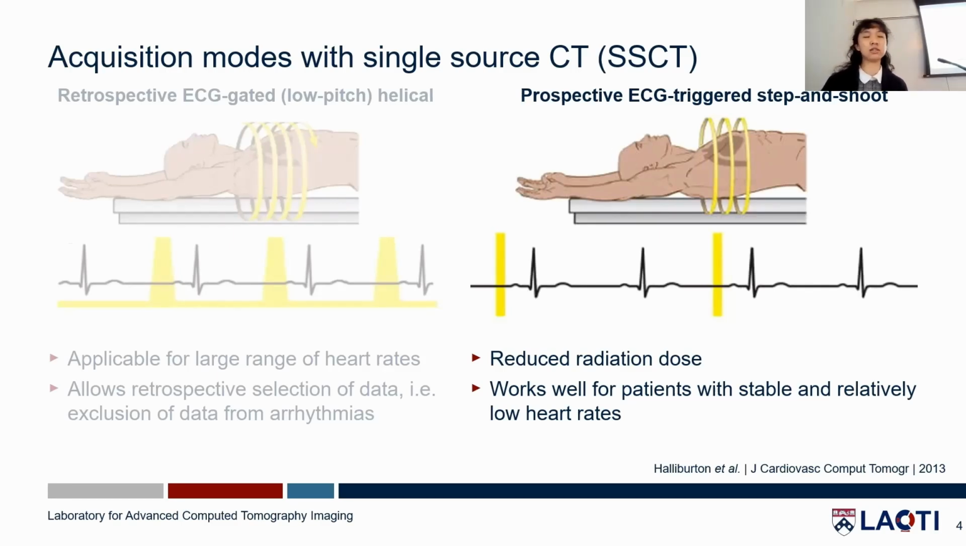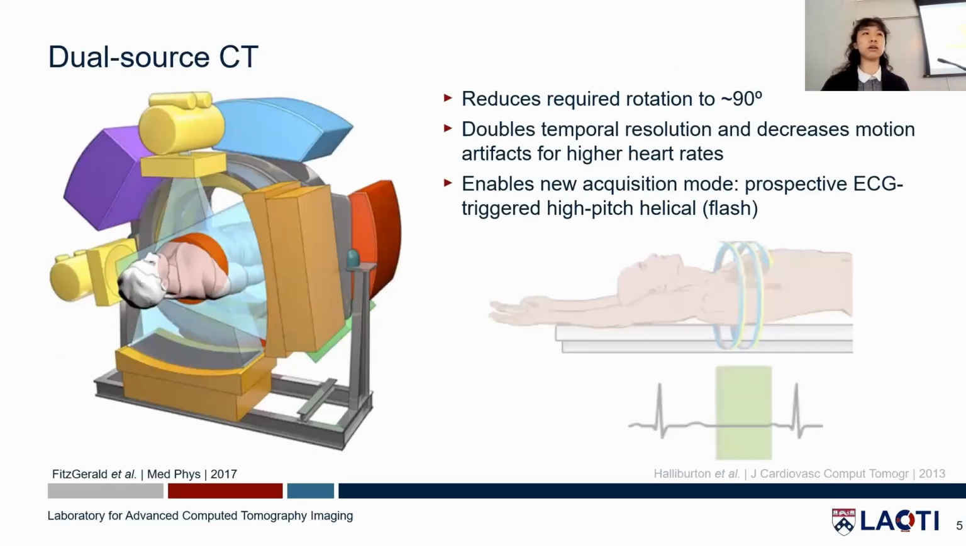Now, over the years, CT developments have helped cardiac CT, and one of those is dual source CT. Dual source CT uses an additional tube and detector set, offset approximately 90 degrees from the other tube and detector. This reduces the required rotation for an axial scan from 180 degrees plus fan angle to approximately 90 degrees. This doubles the temporal resolution and decreases the amount of motion artifacts associated with higher heart rates, particularly for the single source cardiac modes that I mentioned before.